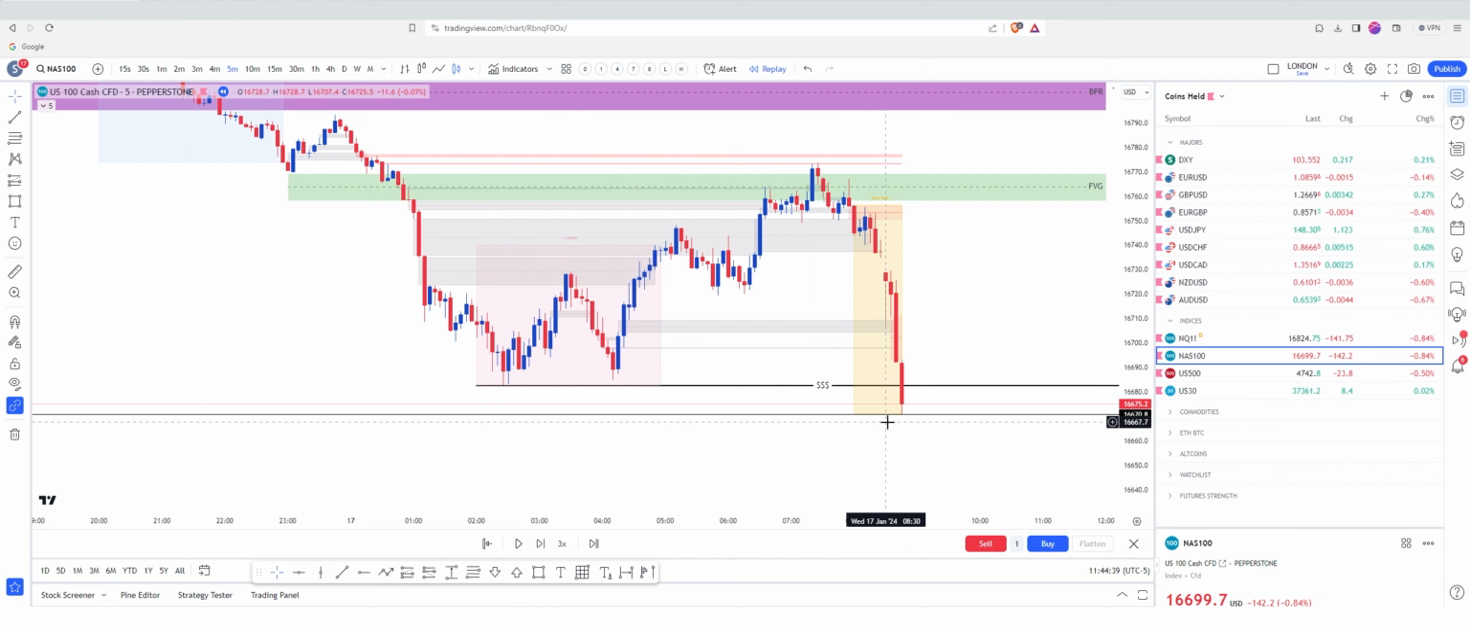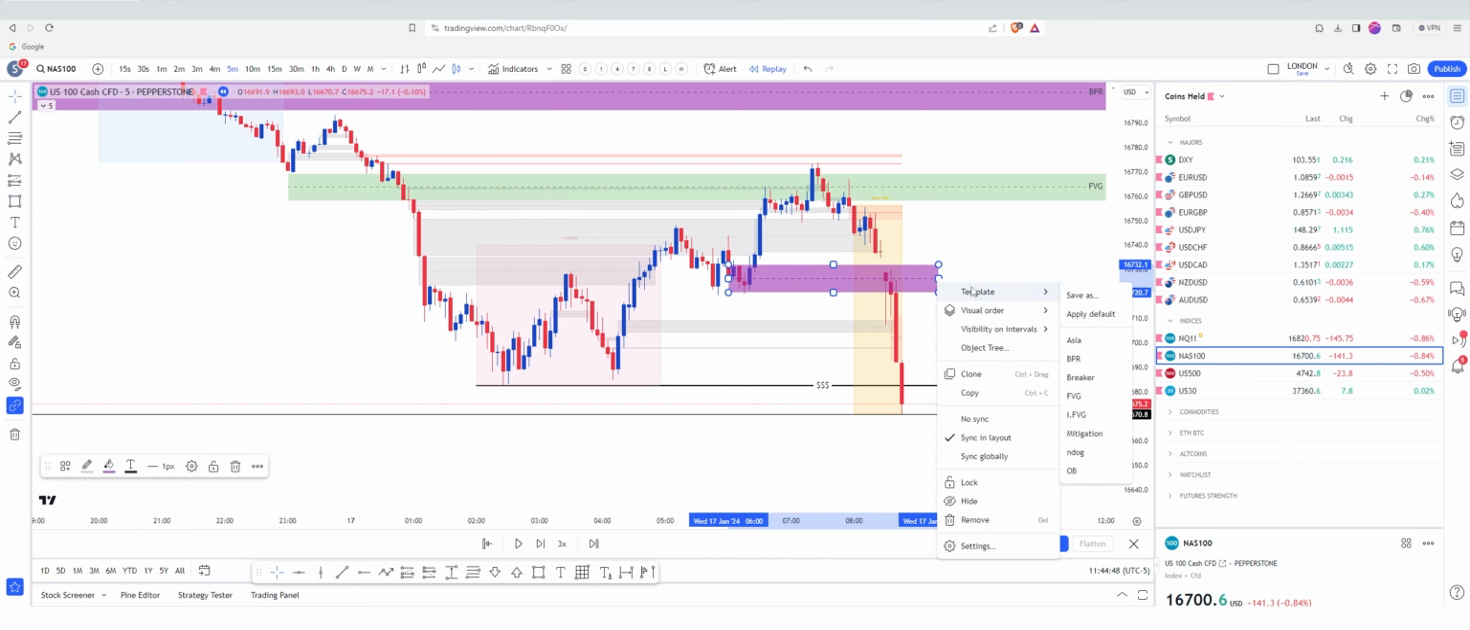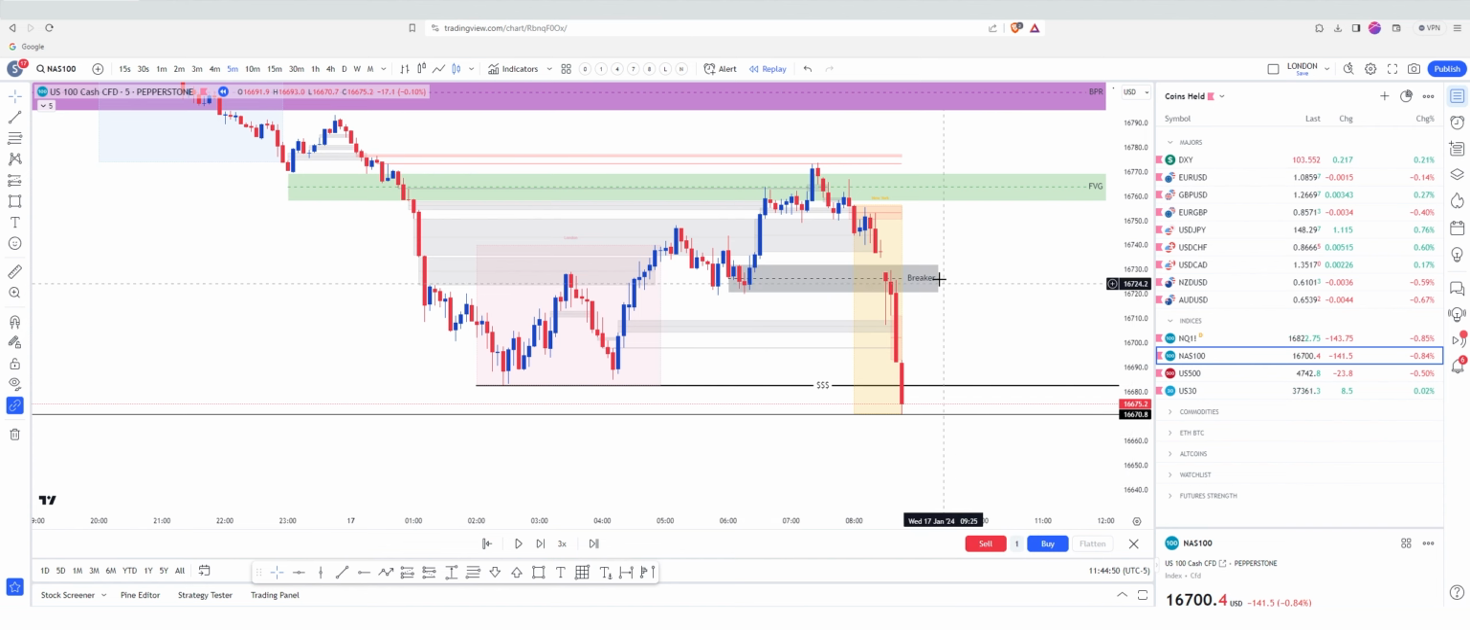We have come up, broken structure. You could potentially class those as a breaker block. We've got a massive gap through the breaker block, so I would class that as displacement through that breaker block, but it's never pulled back.